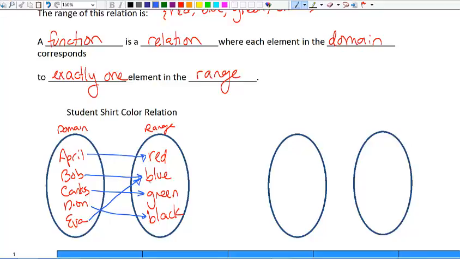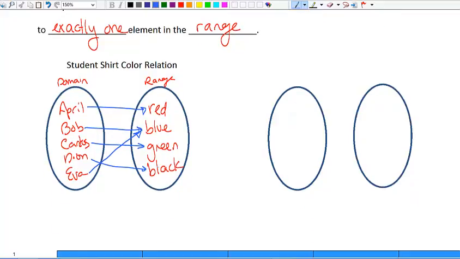So let's look at the definition of a function. A function is a relation. Well, this is definitely a relation of the student shirt color, but is every element in the domain corresponding to exactly one element in the range? April only has one shirt, that's red. Bob only has one shirt, that's blue. Carlos has one shirt, and that's green. Dion has one shirt that's black, and Ava has one shirt that is blue. So this definitely is a function. So I'm going to say yes, it is a function.